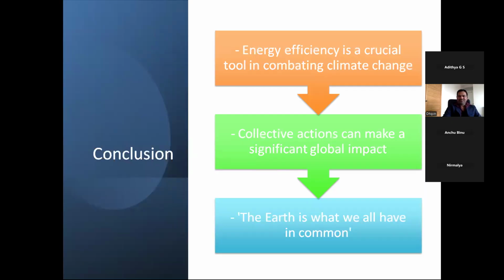Finally, we are here with the conclusion. Energy efficiency is a crucial tool in combating climate change. We all talk a lot about climate change, and this is something very crucial. We need to take collective action, and those collective actions can make a significant global impact. The earth is what we all have in common, and we should take ownership of sharing the responsibility. That's all we have for today.